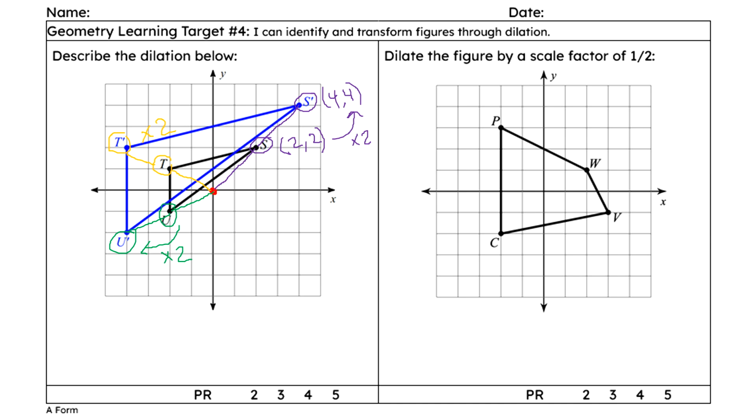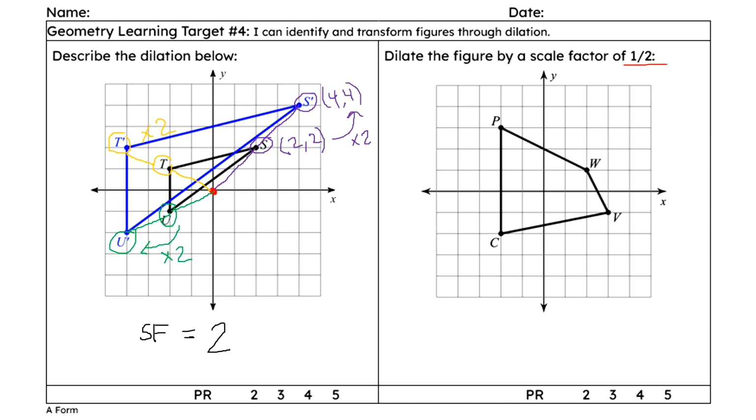So the dilation that happened here was a scale factor, and I'll put SF for short, of 2. So that was multiplied by 2. It got twice as big. It is now 200% what it was originally. So there's dilation. We just described it. Now let's do one ourselves here on the right. It says dilate the figure by a scale factor of 1/2.